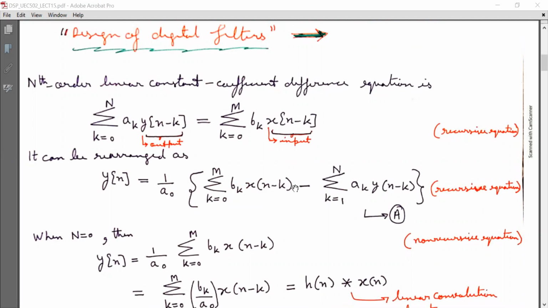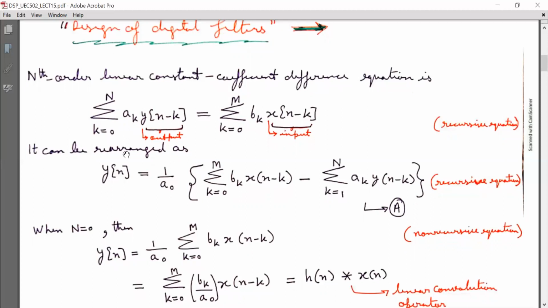And for that, we first discuss the nth order linear constant coefficient difference equation again, which is indicated as summation k running from 0 to capital N a_k y[n minus k] is equal to summation k running from 0 to M b_k x[n minus k]. Here y[n] is the output and x[n] is the input, and y[n minus k] is the output delayed by k samples, and x[n minus k] is the input delayed by k samples.